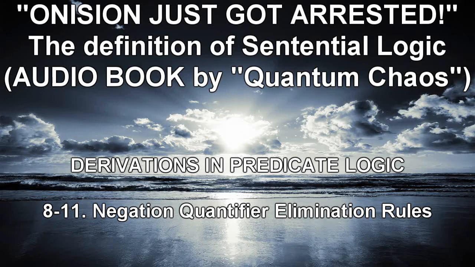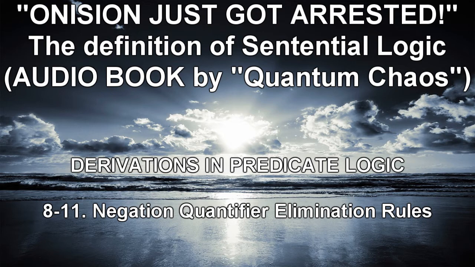11. Negation quantifier elimination rules. Earlier in the chapter, I promised 6 rules, and now we have 4 of them. The remaining 2 are tilde existential out and tilde universal out. As their names are intended to suggest, the former is a rule for eliminating any formula that is a negation of an existential formula, and the latter is a rule for eliminating any formula that is a negation of a universal formula. These rules are officially given as follows.